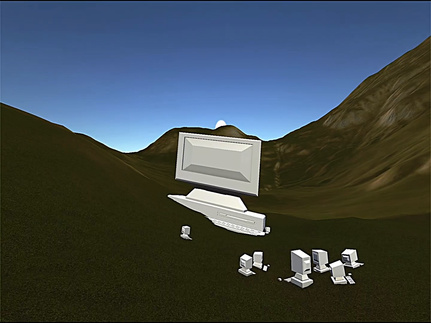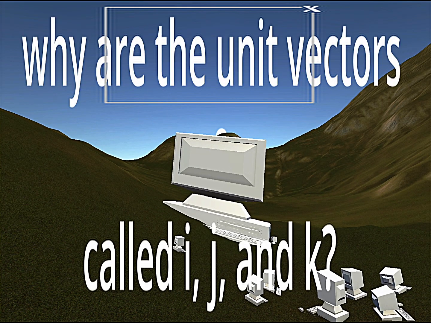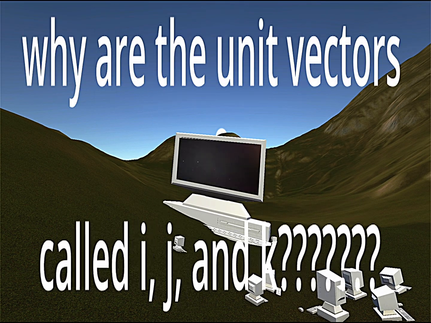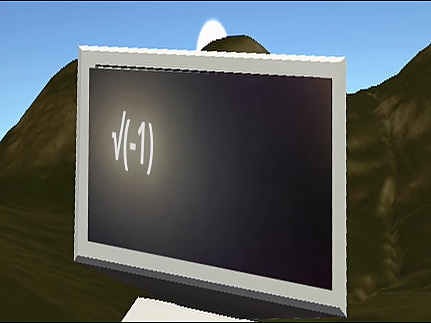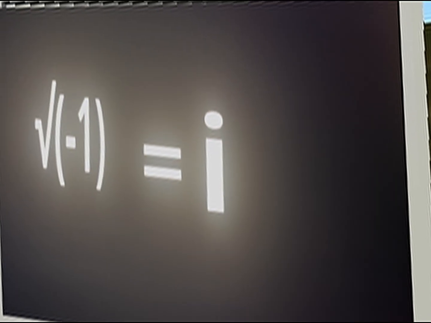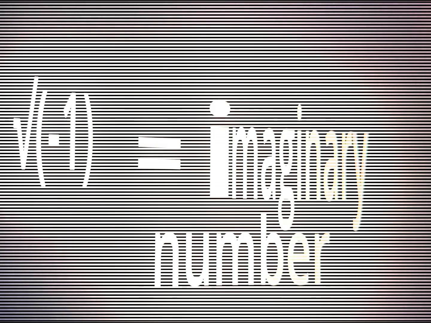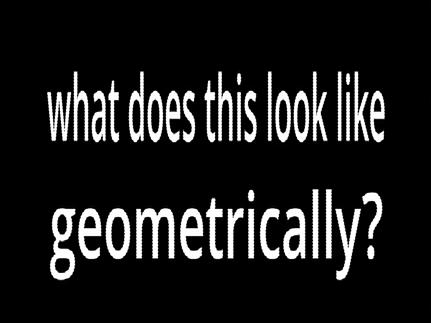All great stuff, but why are the unit vectors called i, j, and k? We know that the square root of negative 1 is equal to i, a poorly named imaginary number, meaning 1 times i is i, i times i is negative 1, and negative 1 times i is negative i. But what does this look like geometrically?